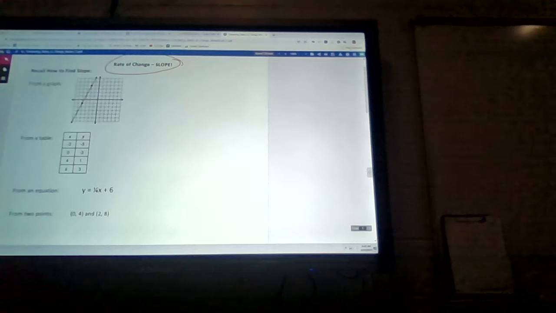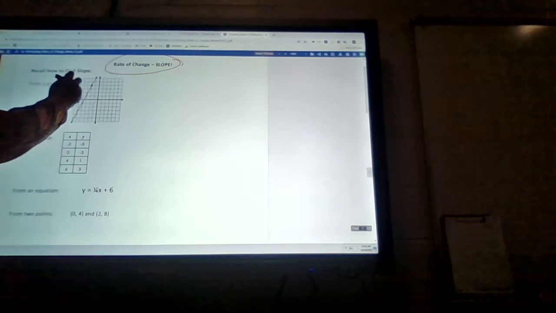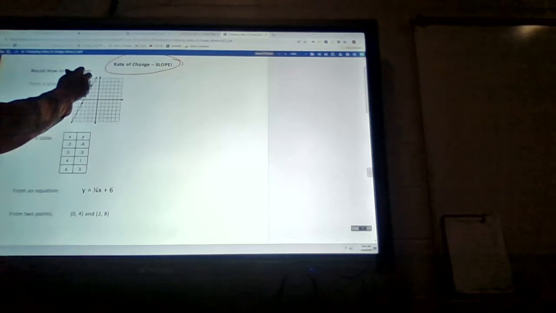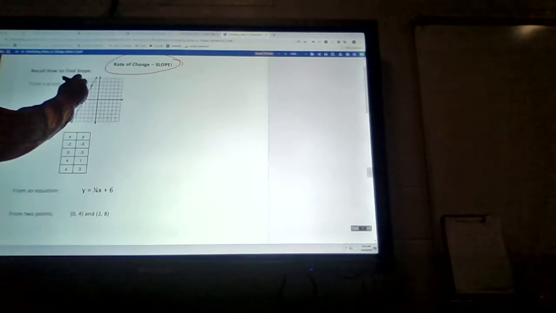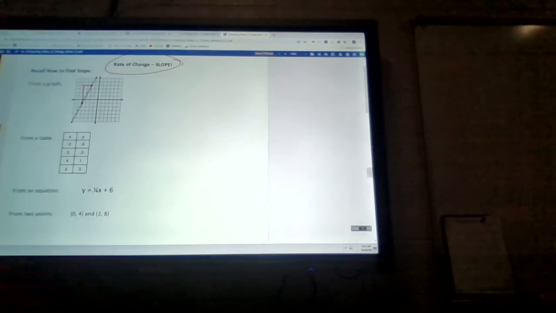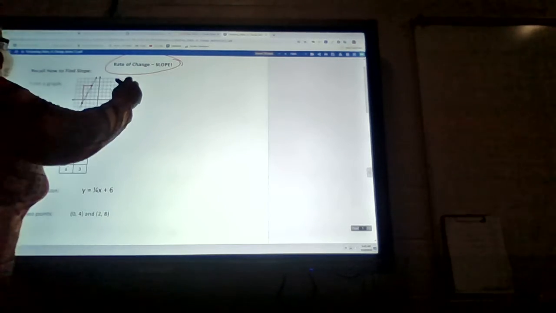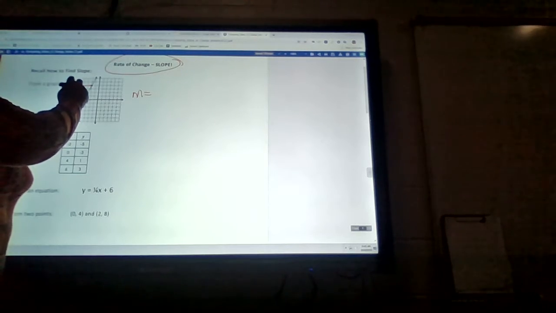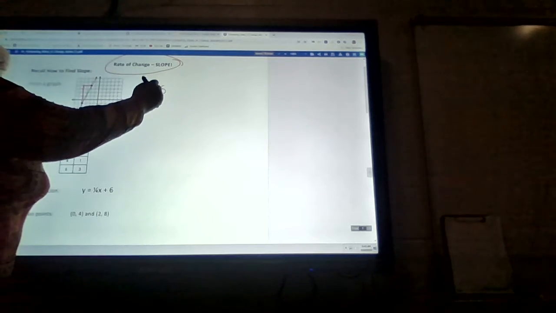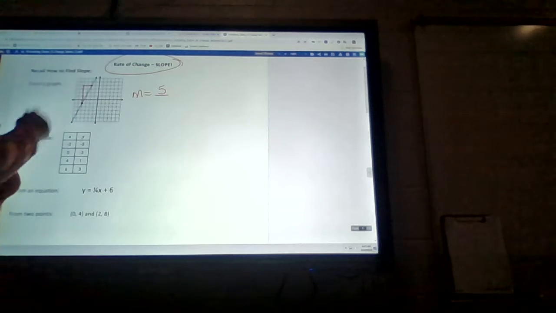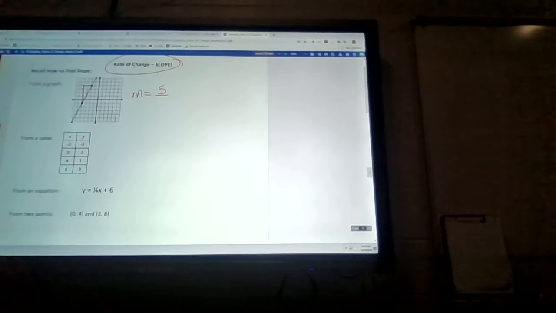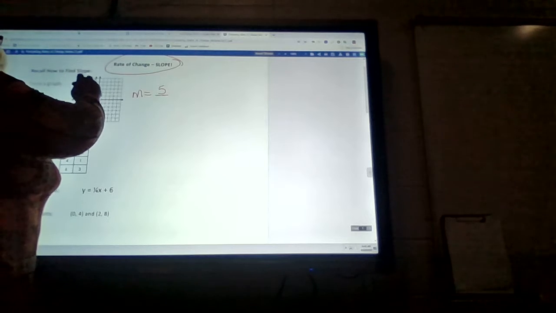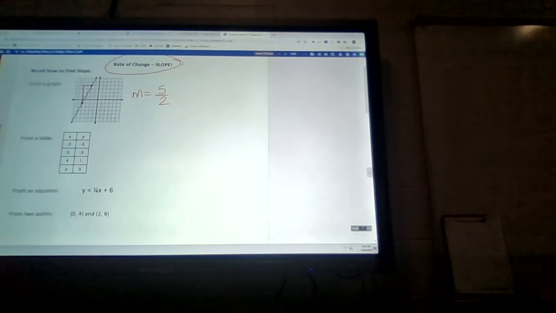So remember, from a graph, you find 2 points that are right at the corner of a grid, and I'm going to drive from this point to this point, but I can only drive along my grid. So my slope or my rate of change is 1, 2, 3, 4, 5. So we do the up and down first. Remember, you got to get out of the bed before you walk. And then my run, 1, 2. So remember that?